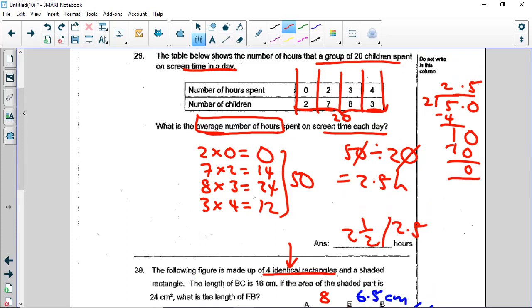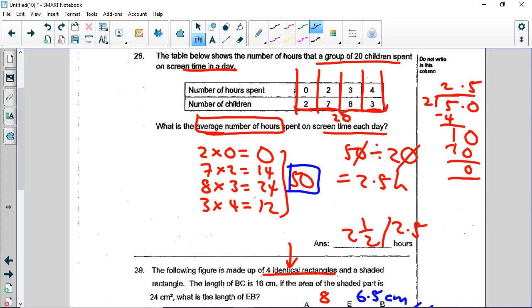Why do I need to divide by 20? Because you need to find the average number of hours spent on the screen. So to find the average number of hours, you must first find the total hours. Total hours divide by what? The question is talking about children, right? So you have to divide by the total number of children.